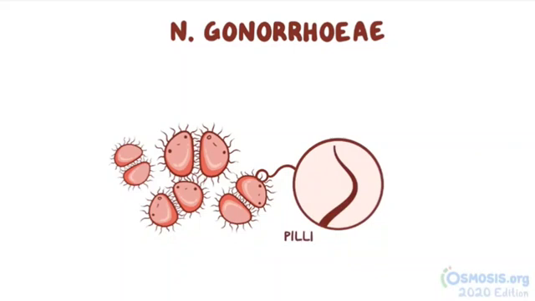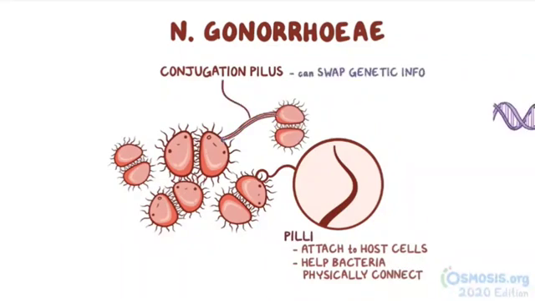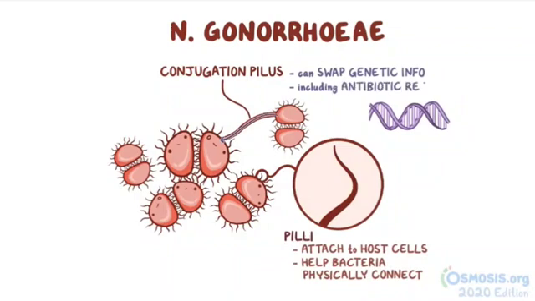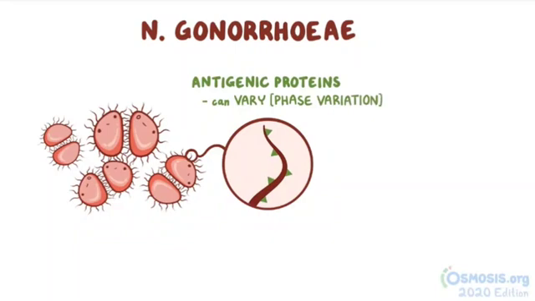First, N. gonorrheae has pili, these little thread-like extensions radiating from the bacterial surface. The pili help N. gonorrheae attach to a host mucosa surface. Also, they help bacteria get physically connected with each other, making what's known as a conjugation pilus, which is a hollow tiny rod through which bacteria can swap genetic information back and forth, including antibiotic resistance genes.